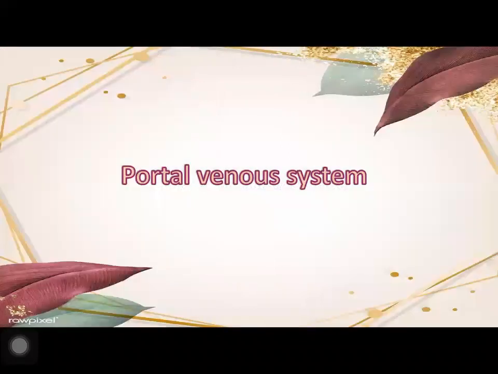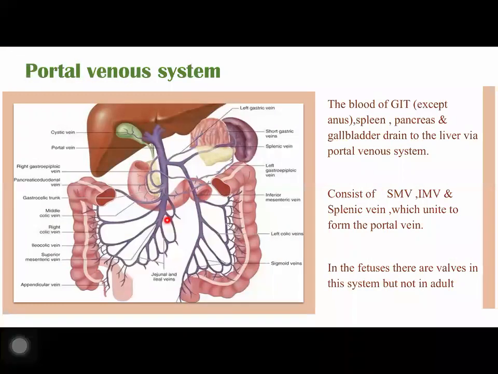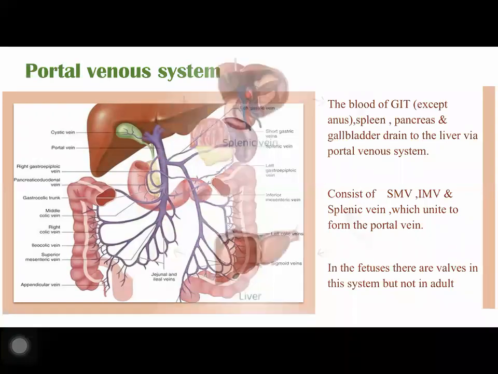Portal venous system. The blood of the GIT, spleen, and pancreas all drains to the liver through the portal venous system, which is formed by the portal vein, itself formed by the union of the splenic vein and superior mesenteric vein behind the neck of the pancreas.